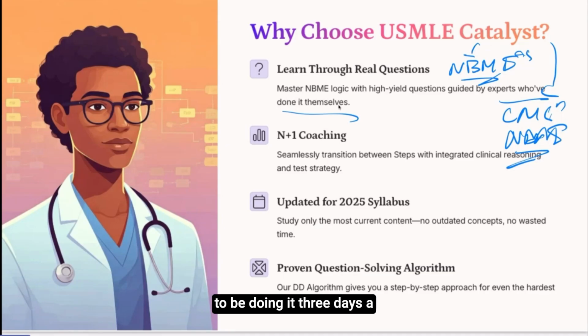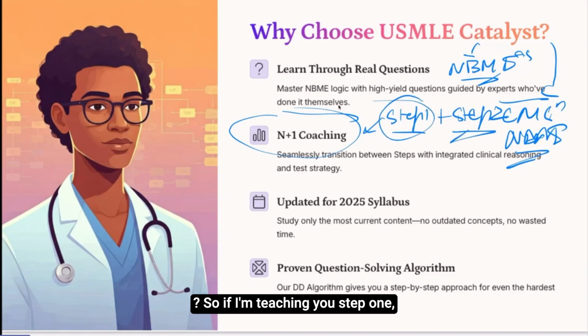For step 2, we are going to be doing it 3 days a week as well for 6 months. We use our N+1 coaching technique, which is anybody who's teaching you step 1 or step 2 material has done the next step as well. So if I'm teaching you step 1, I have done step 2.